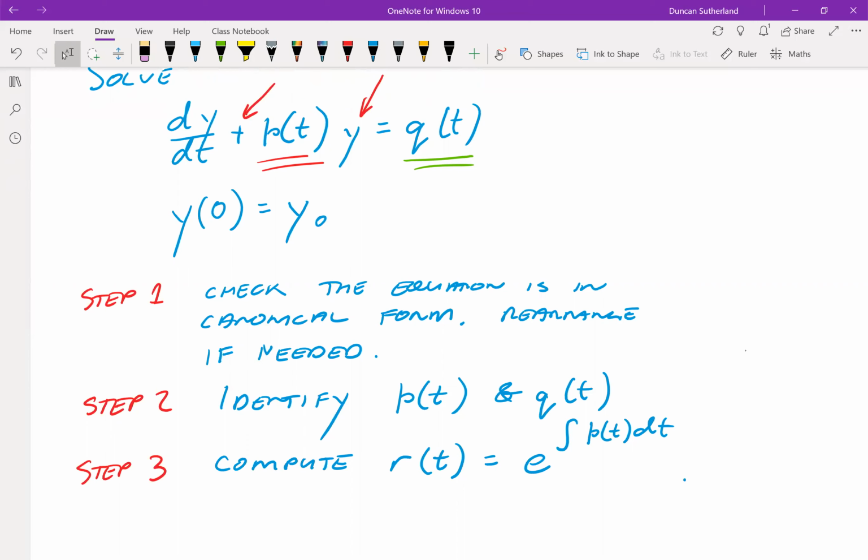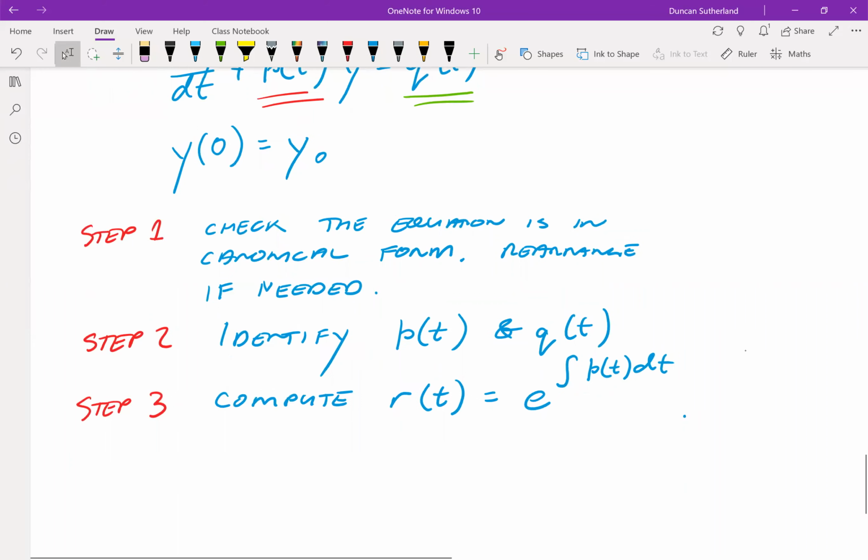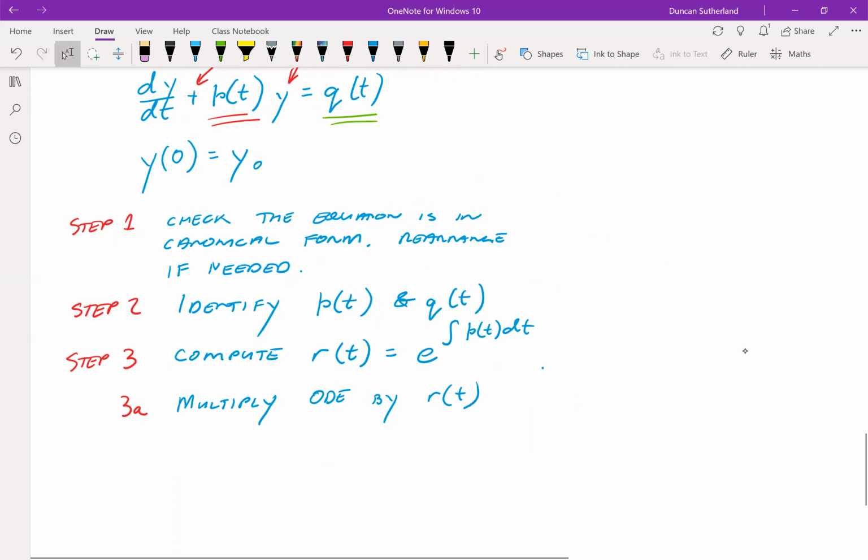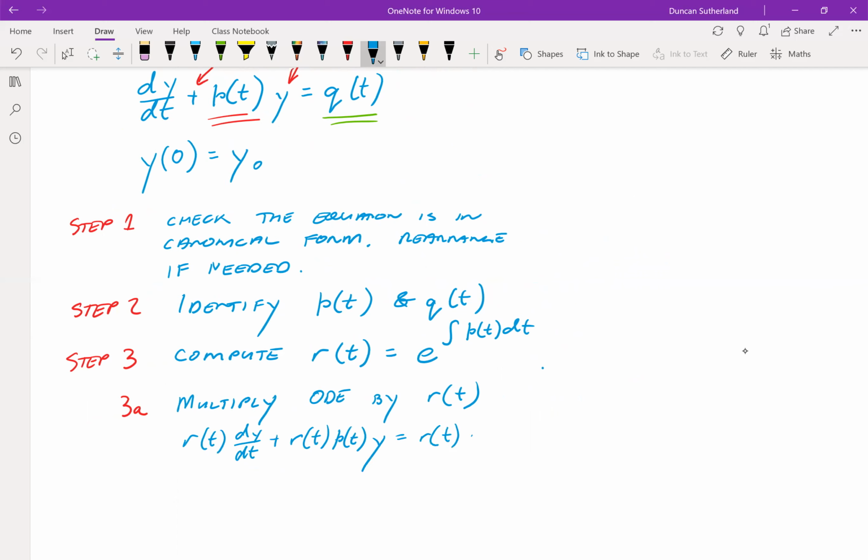Now, step 4, or the next steps, they're kind of up to you how you wish to proceed through the solution. So I'm going to label them with letters. 3A. Multiply your ODE by R of t. So that gives R(t) dy/dt plus R(t) p(t) y equals R(t) q(t).